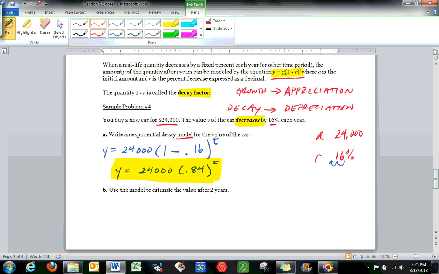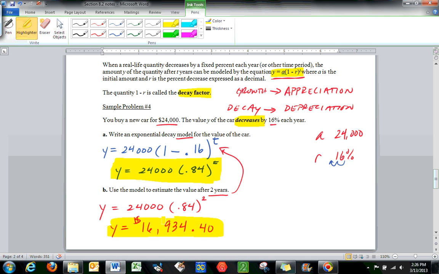Now, part B asks us to estimate the value after 2 years. So now I can take that 2 years and apply it to the t value. So y equals 24,000 times 0.84 to the second power. And we would simply use our calculator to come up with the answer for that, and that is going to give us $16,934.40.